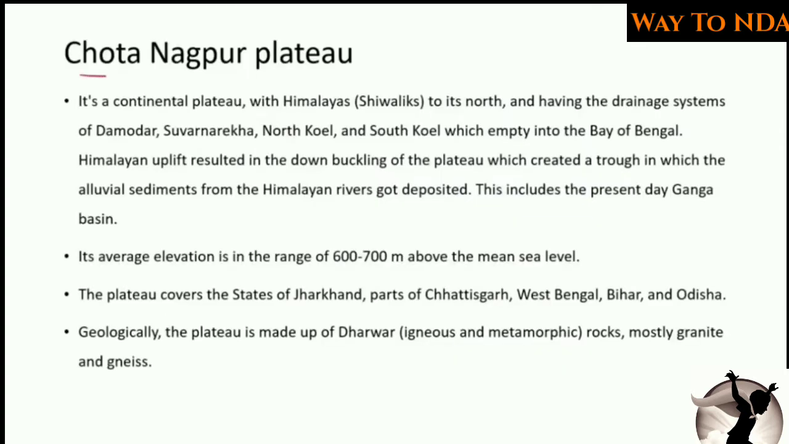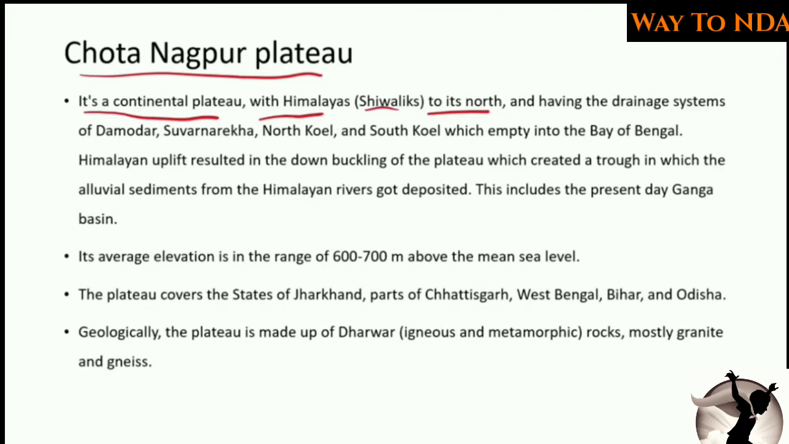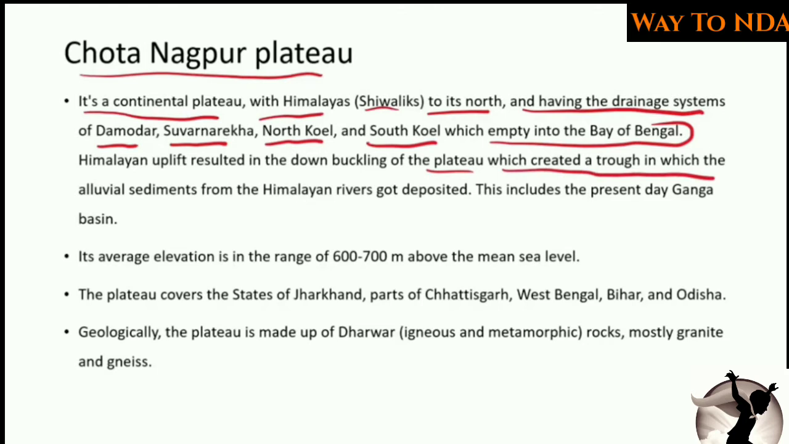Chota Nagpur Plateau is a continental plateau with the Himalayas, that is the Shivalik range, to its north. It has a drainage system of the Damodar, Suvarnarekha, North Koel and South Koel, which empty into the Bay of Bengal. The Himalayan uplift resulted in the down-buckling of the plateau, which created a trough in which the alluvial sediments from the Himalayan rivers got deposited, including the present-day Ganga basin.